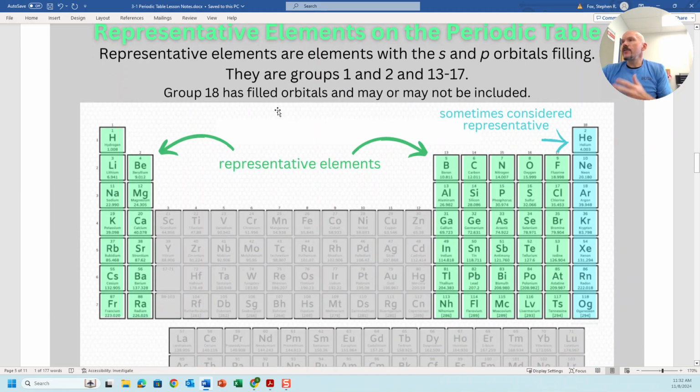All right. Another thing we want to know is the representative elements. Now, the representative elements are the ones we're going to spend kind of the most time on talking in chemistry. And it's not going to be all of these down here. Like these, we're not really going to talk about.